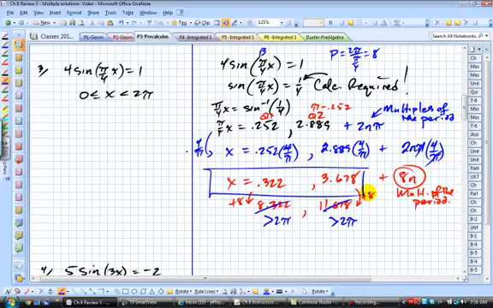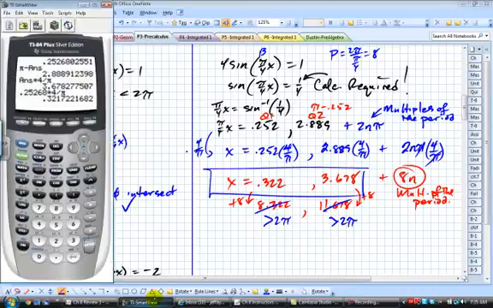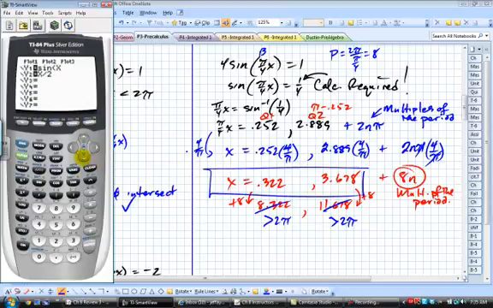We can verify that too. If we want, let y1 equal sine of pi over 4 x, and let y2 equal 1/4, and intersect these. So graph and intersect to check. In fact, let's do that real quick so that you can see it. Let's go up here to the y equals. Sin x is already in. I need to go down here and clear it out and put in 1/4.